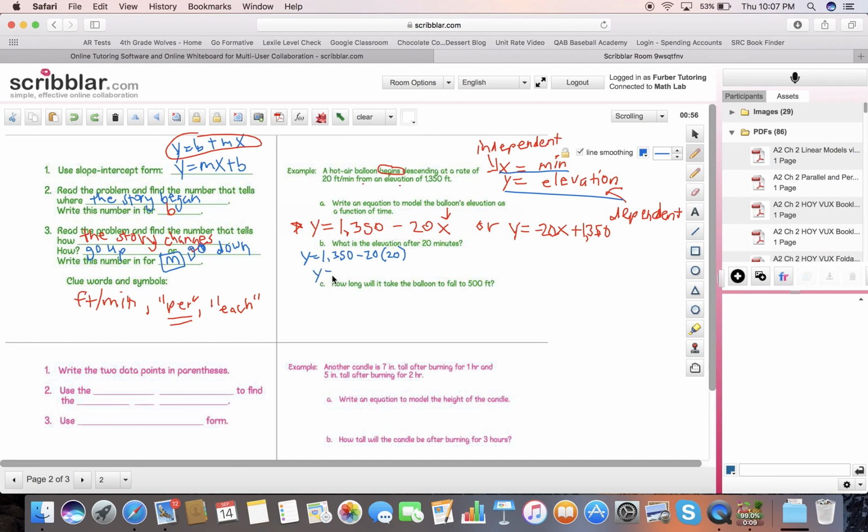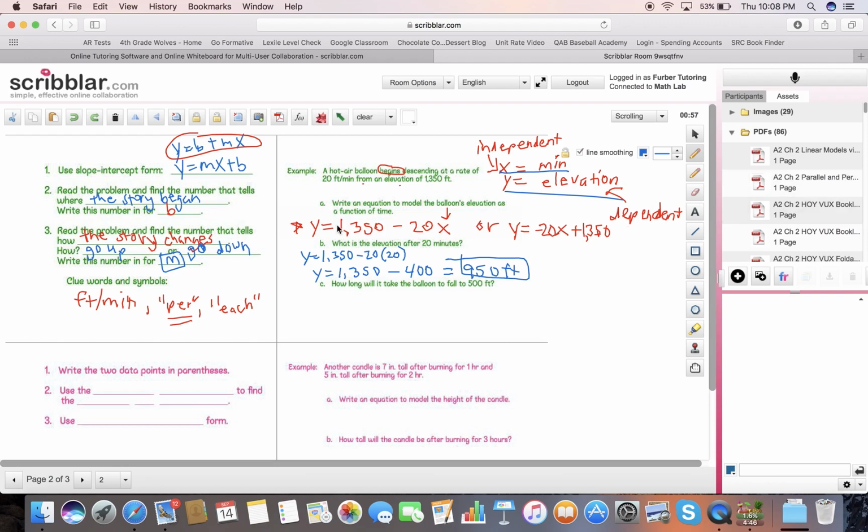So when I do this equation, and you can use a calculator if you need to for these big numbers, negative 20 times 20 is negative 400. So I'm going to be subtracting off 400 feet from the 1,350, because when I'm in the air for 20 minutes, that's going to make my elevation decrease by 400. So if I do 1,350 minus 400, I'm going to get 950 feet. So after 20 minutes, I will have descended from 1,350 feet down to 950 feet.